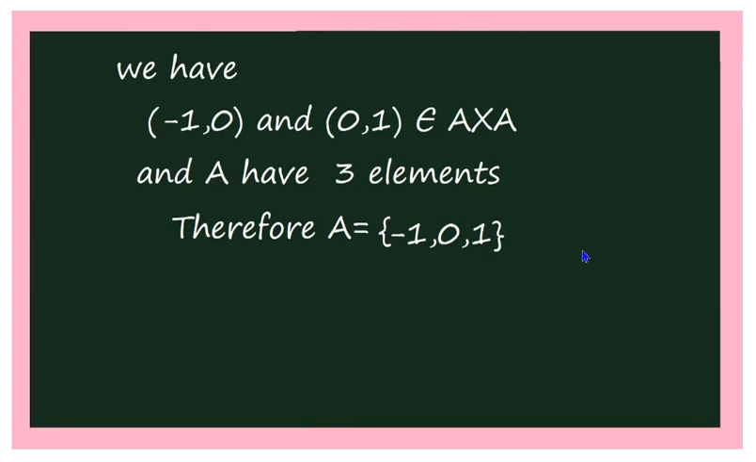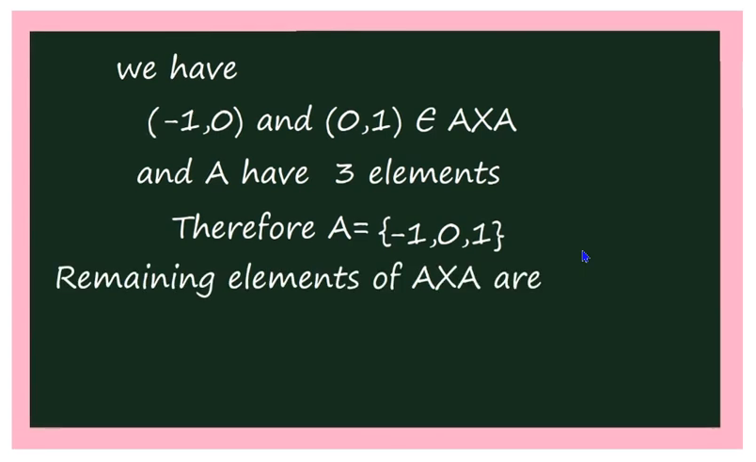Once you have the set A, you can write the elements of A cross A. But it is asked to write the remaining elements of A cross A, and here 2 elements are given. Whenever that element comes, you exclude it. A cross A has 9 elements, and as A has 3 elements, I will list the elements of A cross A, and while listing I will eliminate the 2 given elements, that is (-1, 0) and (0, 1).